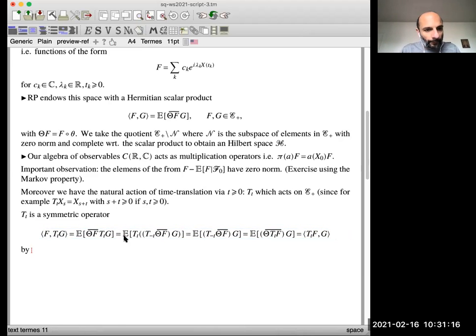So what did I use? I used the stationarity of the law, here, and then here I used the definition of theta. And the definition of theta, if you want, I didn't use very much.